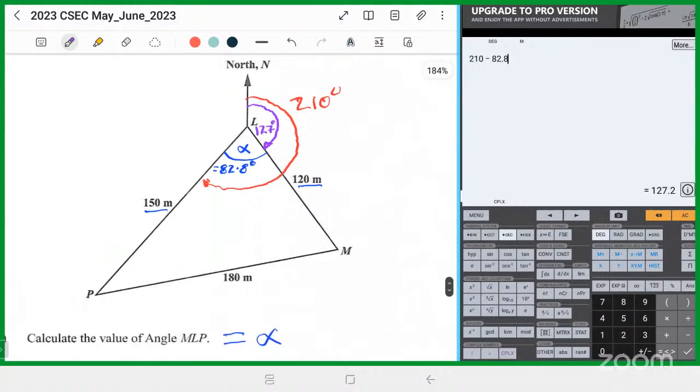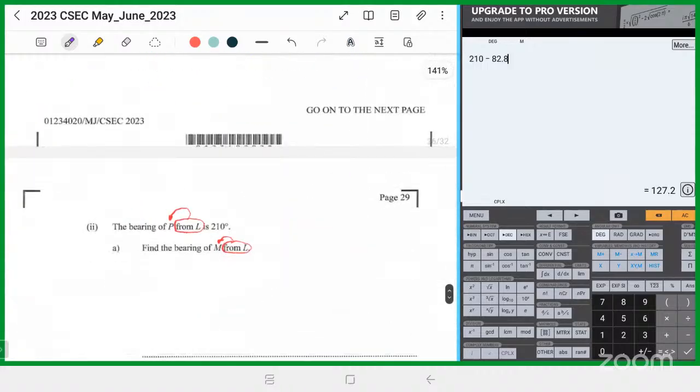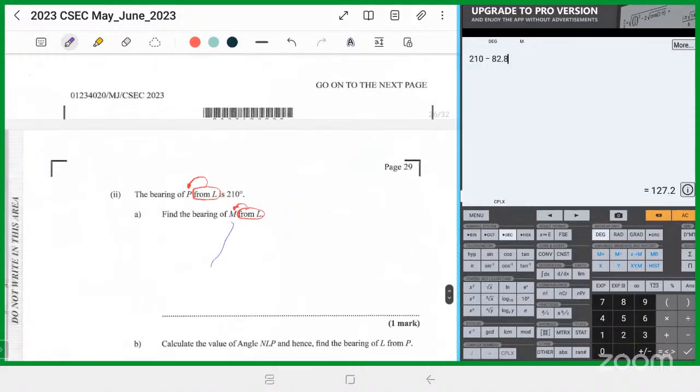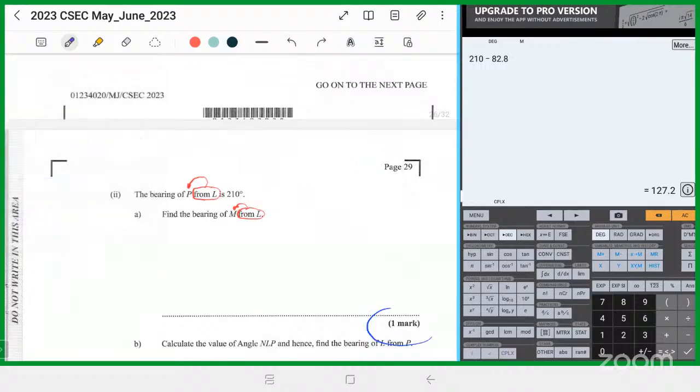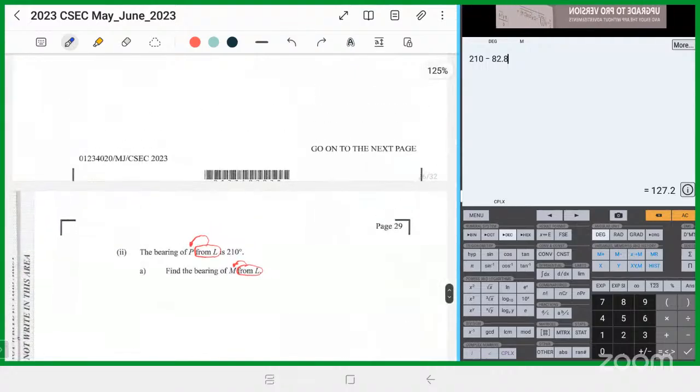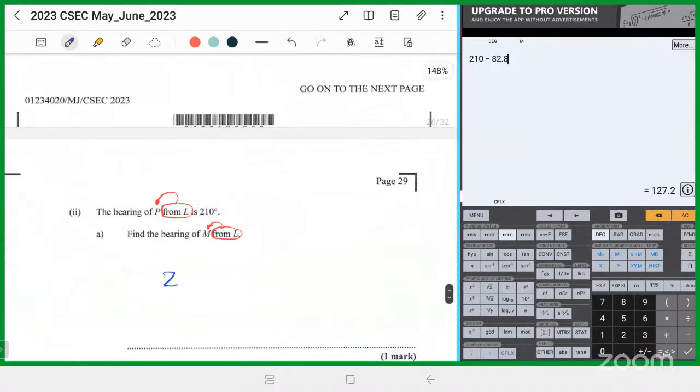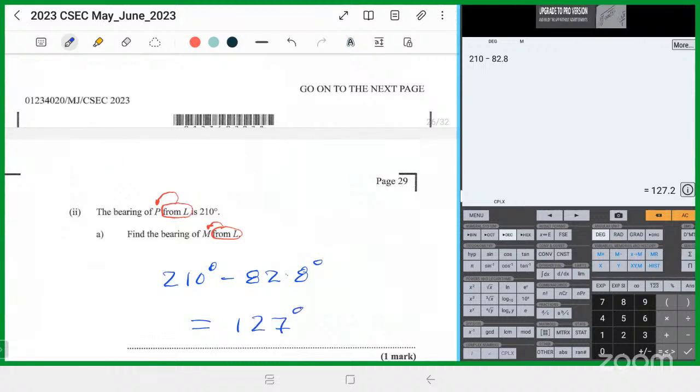Let's see if that's what they wanted. I'm sure that's what I wanted. See? The bearing of M from L. That's on the diagram. So by calculation, I want to show some calculation and just one mark for it there, so you don't expect a lot of work. Simply 210 minus 82.8 degrees, and we get the 127 degrees bearing. We don't put on the 0.2, 127 degrees, and that's what we have on the diagram.